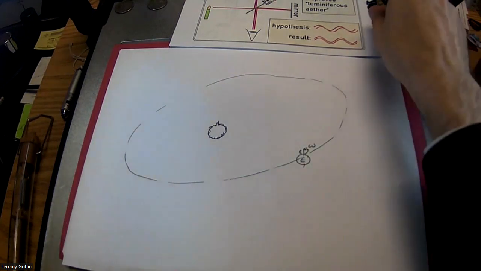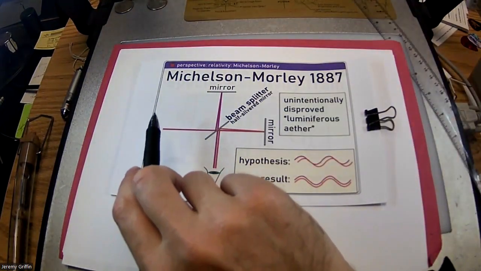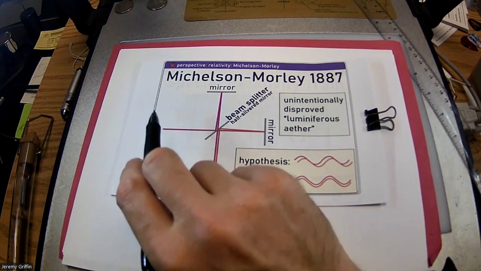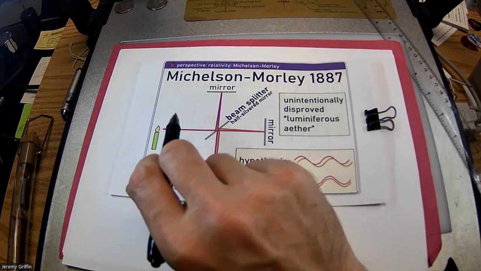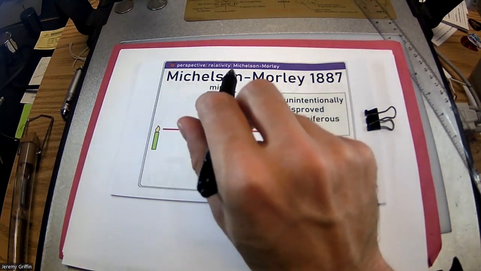Now, let's look at their actual experiment here. So let's have a light source. It'd be sending out rays in all directions, but maybe one ray could be going in this direction, for example. We'll set up a mirror over here and a mirror over here, right?